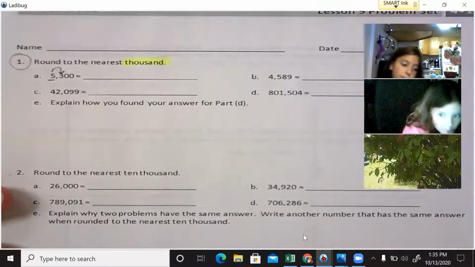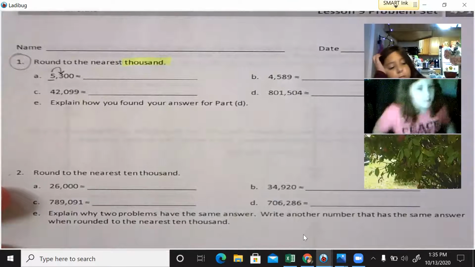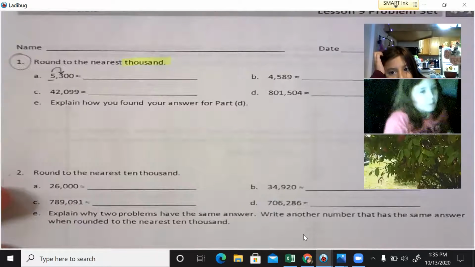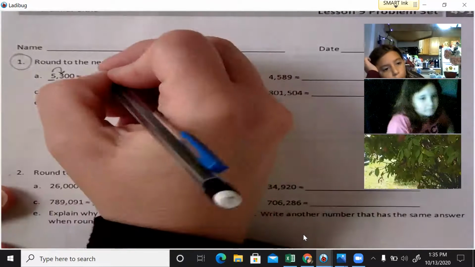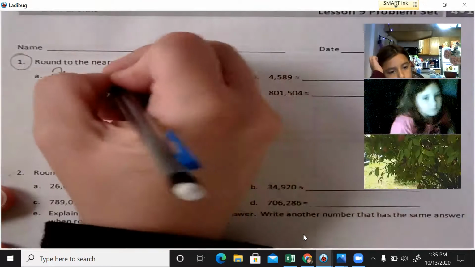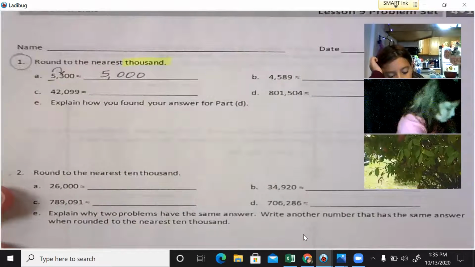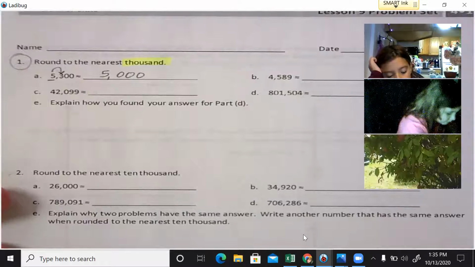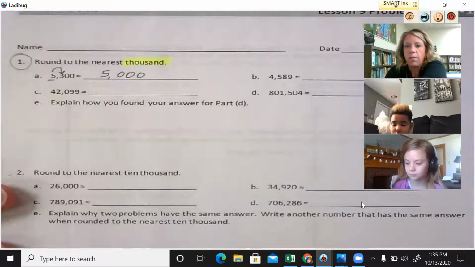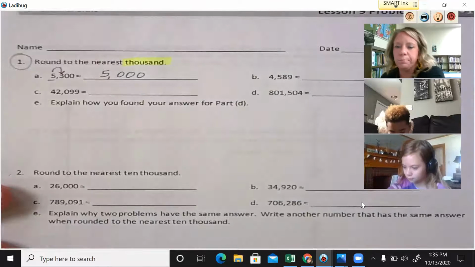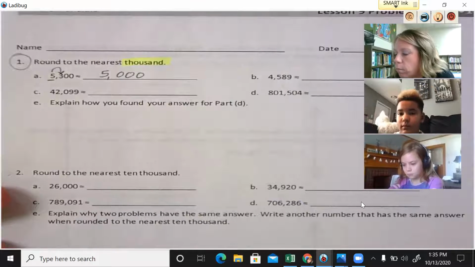5 or more, add 1 more. It's not 5 or more. So then I move on to the second half of the poem. 4 or less, give it a rest. 3 is less than 4, so my 5 is resting. And everything else turns to zeros. Let's see. Okay, Trace, ready to help me with letter B? Okay, read letter B for us.